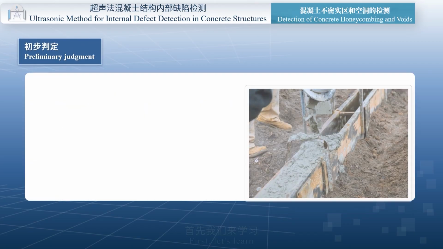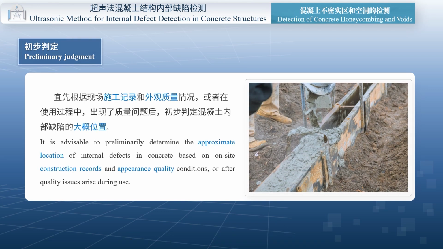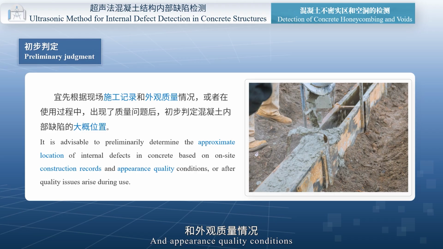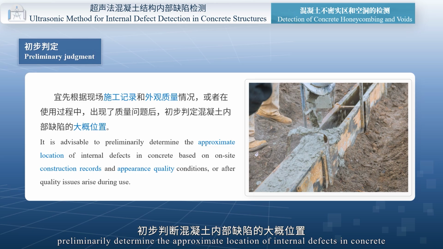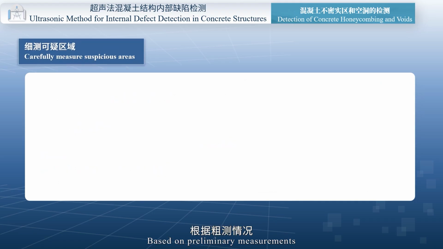First, let's learn the testing steps for loose areas and voids in concrete. Step 1. It is advisable to first refer to on-site construction records and appearance quality conditions, or, after quality issues arise during use, preliminarily determine the approximate location of internal defects in concrete. Step 2. Based on preliminary measurements, conduct detailed testing on suspicious areas.